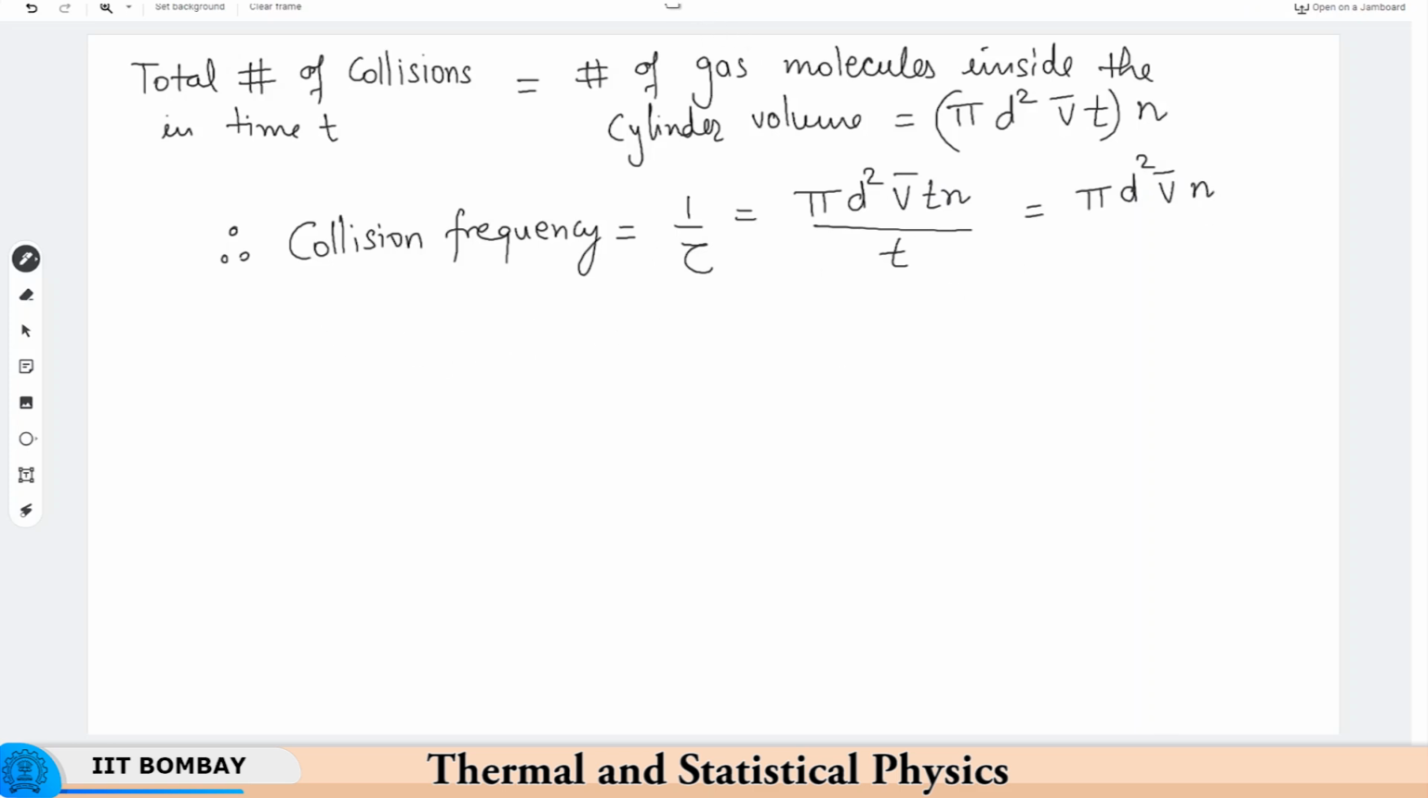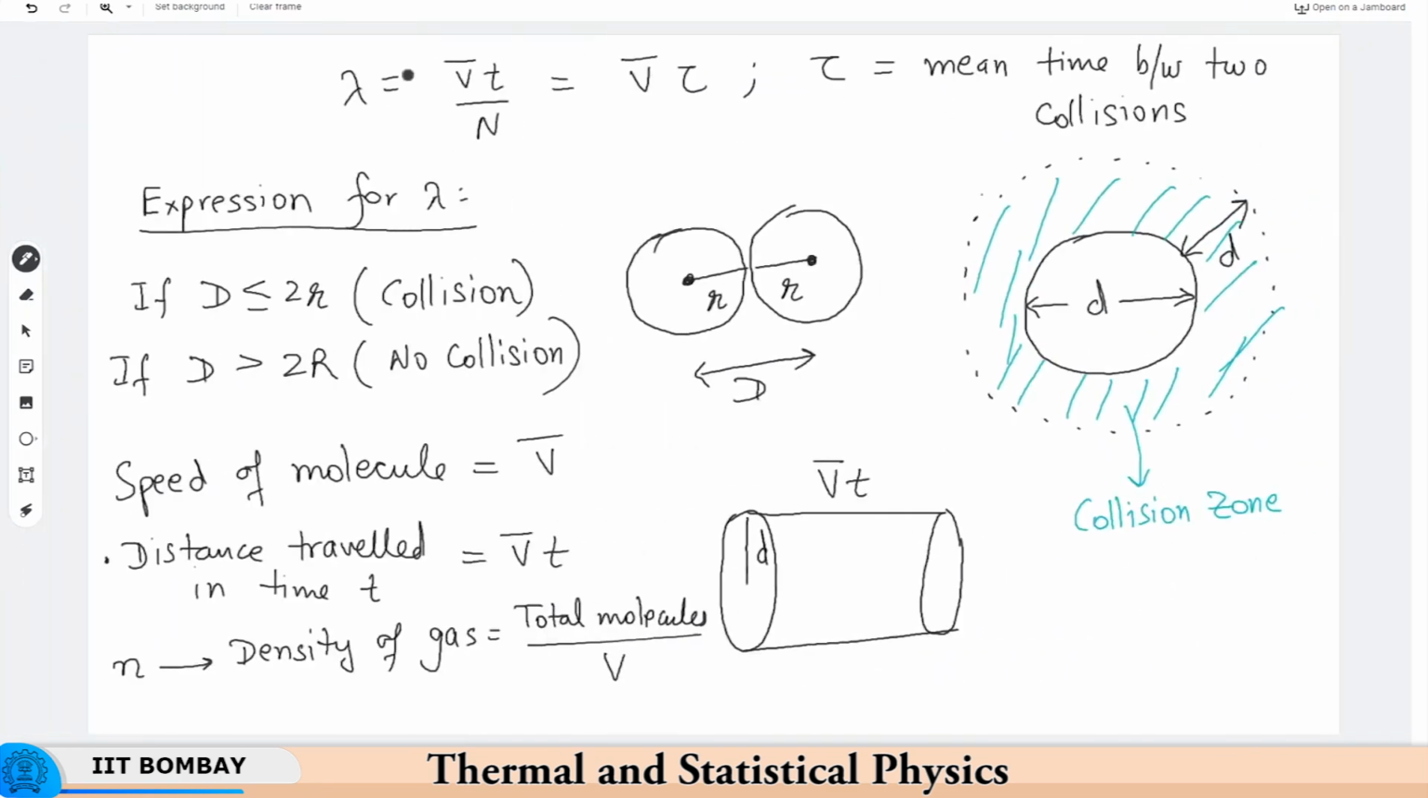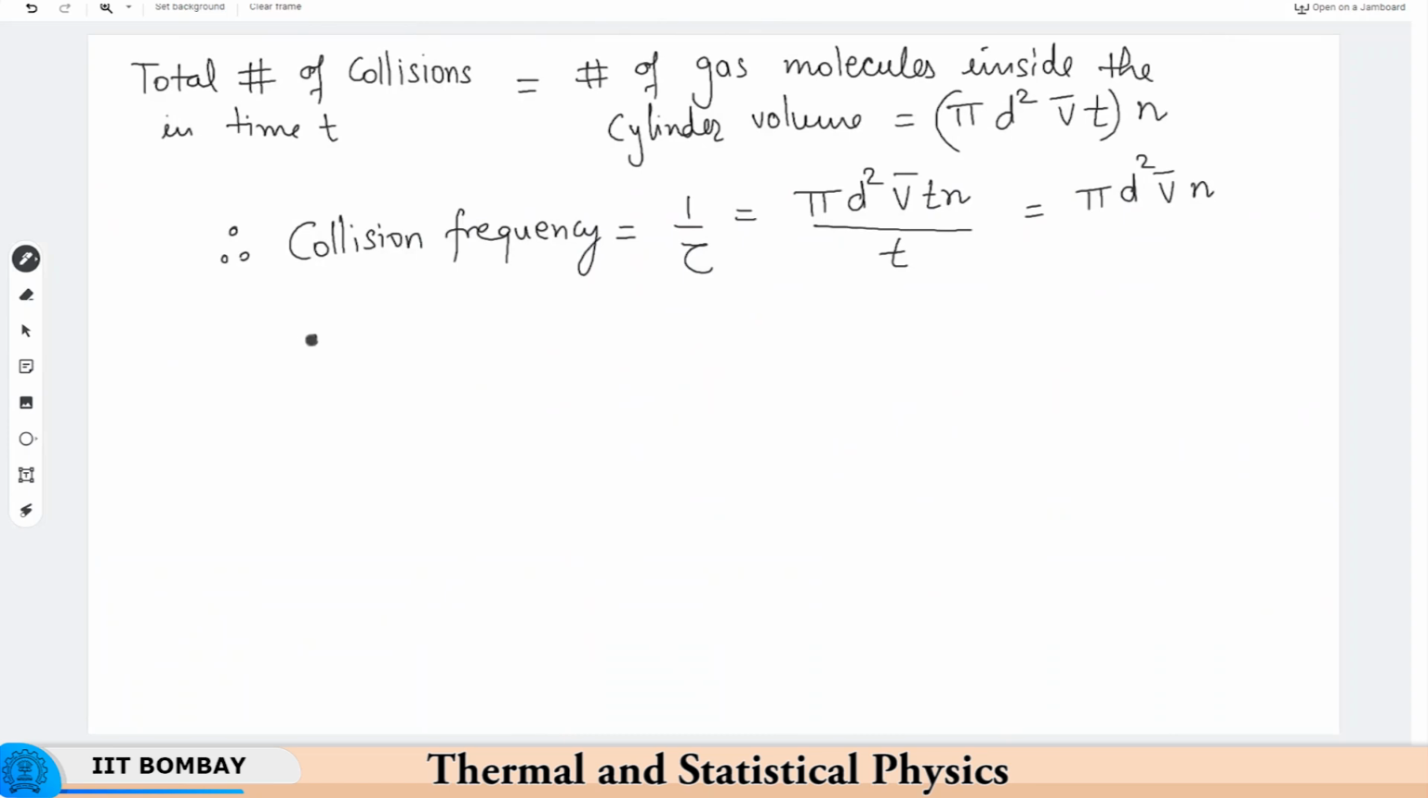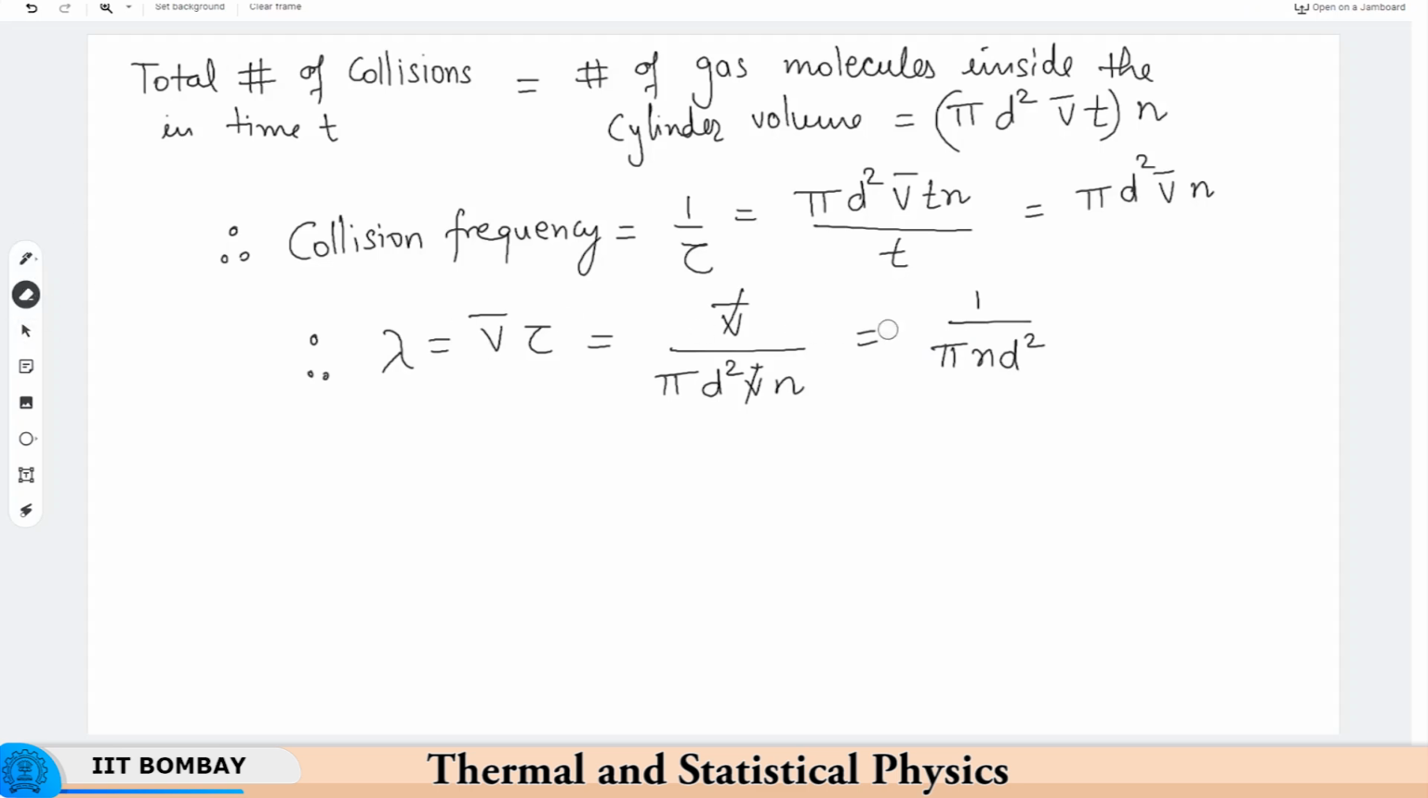So, now we can basically substitute this value of tau in the expression for mean free path. Therefore, lambda, which was equal to average velocity times tau, just becomes V divided by pi d squared V times n. So, this V cancels out and we are left with 1 by pi d squared n. And this is the expression for lambda that we were after. This is the expression for mean free path.